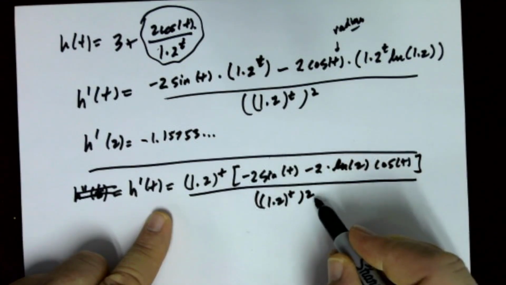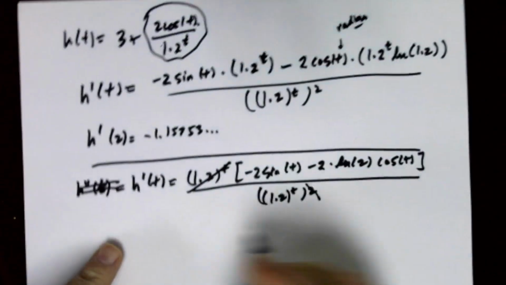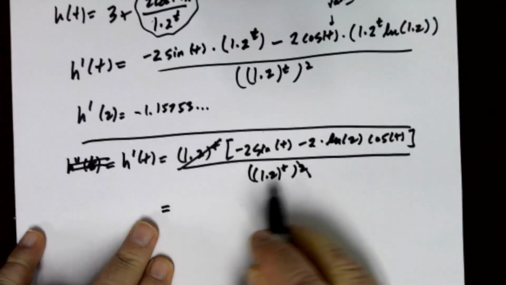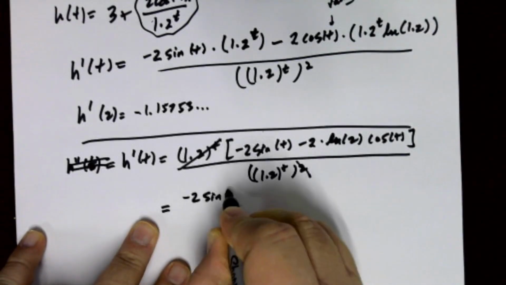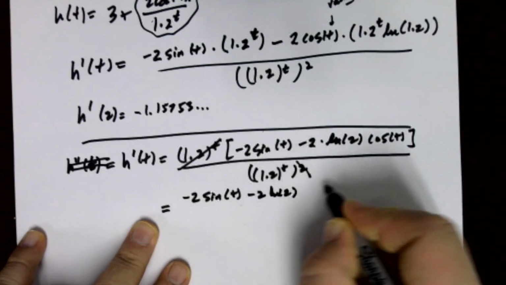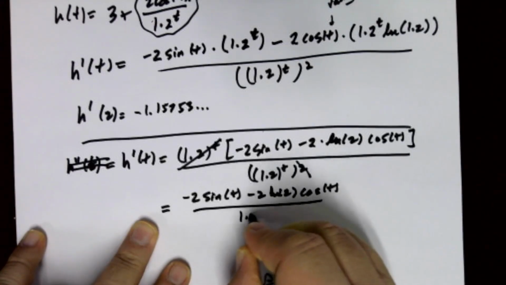And notice that one of these cancels with one of those. Right? And so now, to simplify my derivative before I actually compute it, I get minus 2 sine of t minus 2 natural log of 1.2, this is just a constant, times cosine of t, all divided by 1.2 to the t.